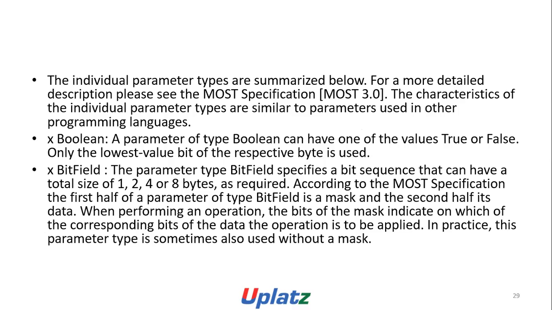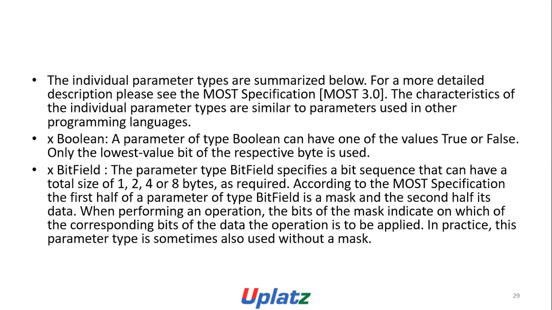The characteristics of the individual parameter types are similar to the parameters used in other programming languages. Boolean: a parameter of type Boolean can have one of the values true or false. Only the lowest value bit of the respective byte is used. Bit field: the parameter type bit field specifies a bit sequence that can have a total size of 1, 2, 4, or 8 bytes as required. According to the MOST specification, the first part of a parameter of the type bit field is a mask, and the second part is its data.